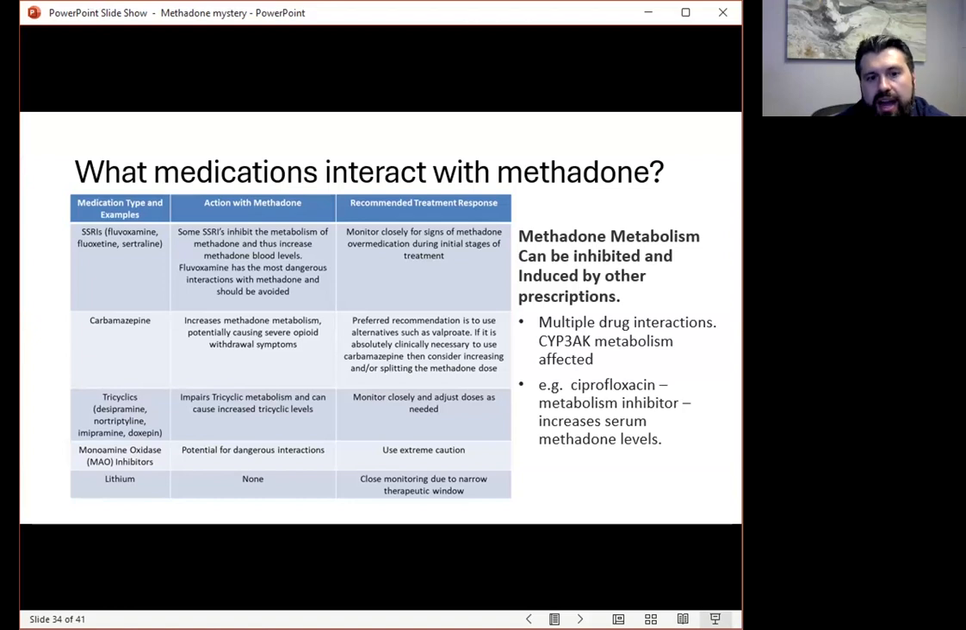For example, even other antibiotics that you prescribe, like Cipro, for example, is an inhibitor of methadone, and it increases the serum methadone levels if you give somebody that. So there is a long list. I'm happy to share those resources. But again, many of the common psychiatric medications can really go through that.